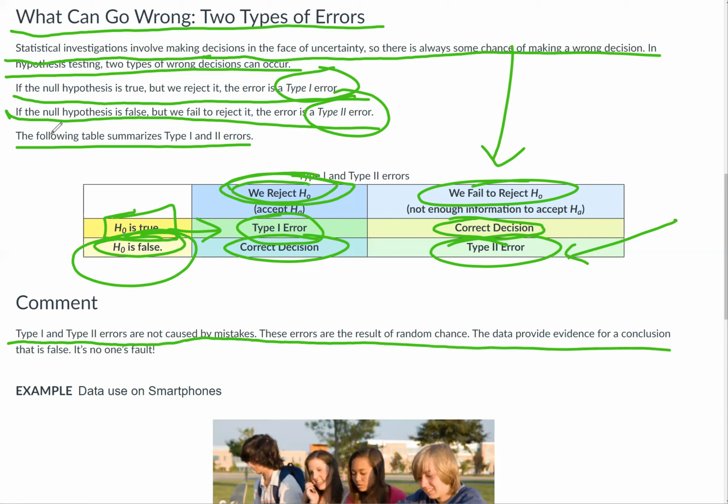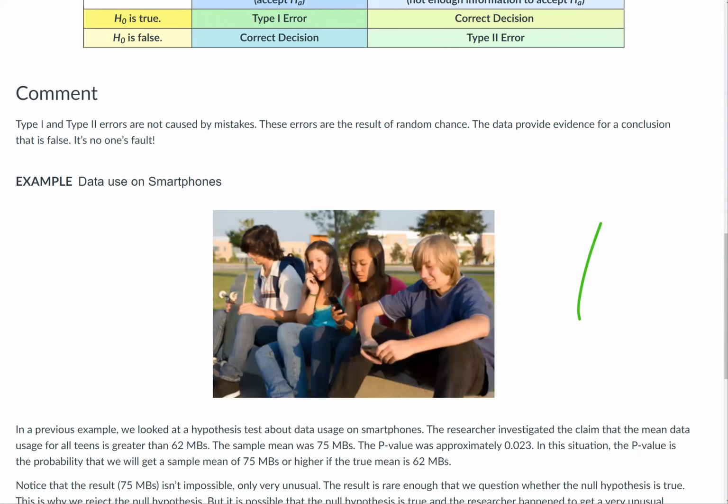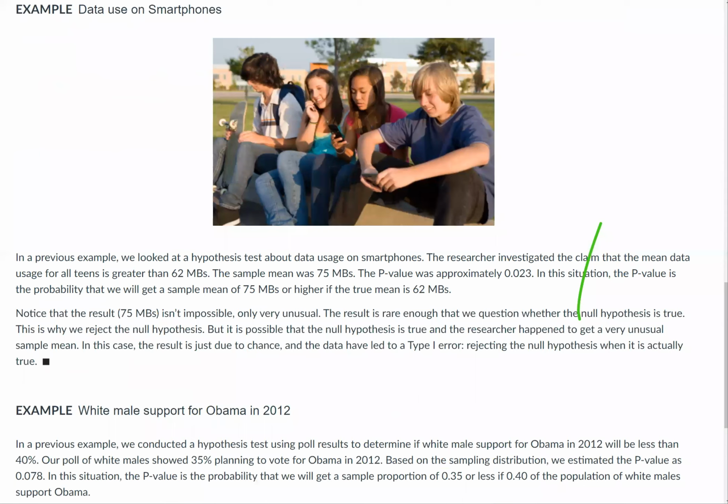These errors are the results of random chance sometimes. The data provides evidence for a conclusion that is false. It's no one's fault, but it's still the math that might go wrong just as far as random chance goes. Let's look at an example here. Data use on smartphones.